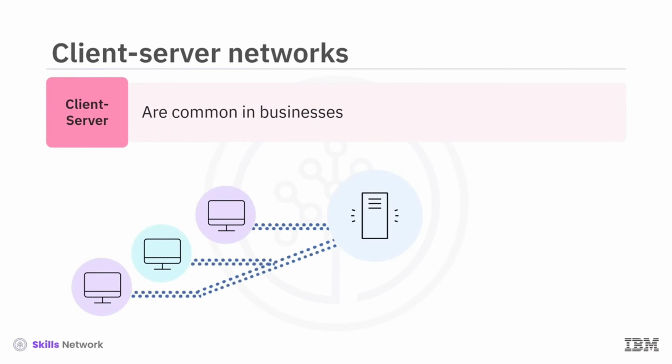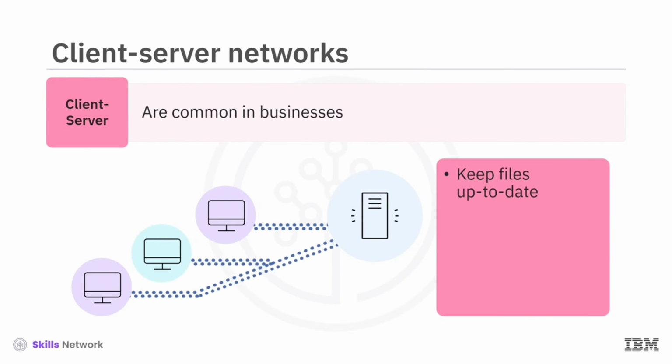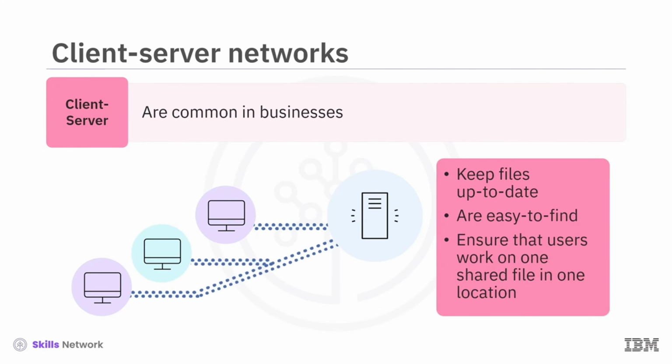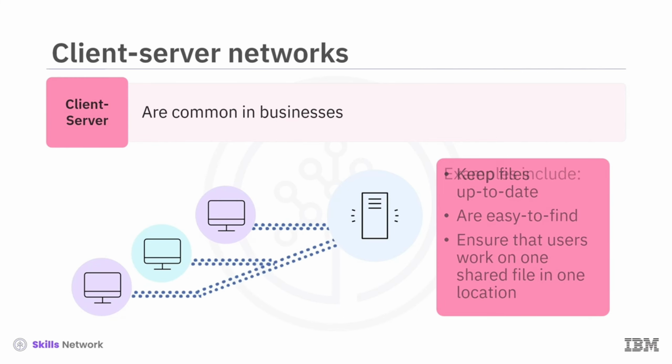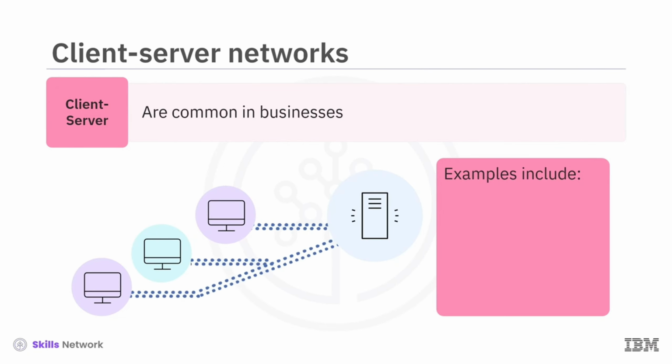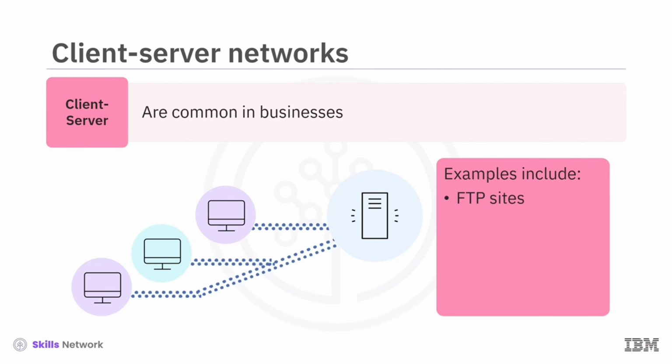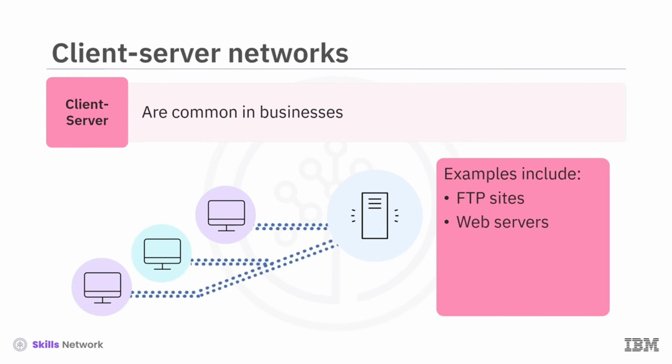Client-server networks are common in businesses. They keep files up to date and easy to find by ensuring users work on one shared file in one location. Examples of services that use client-server networks include file transfer protocol sites, or FTP sites, web servers, and web browsers.